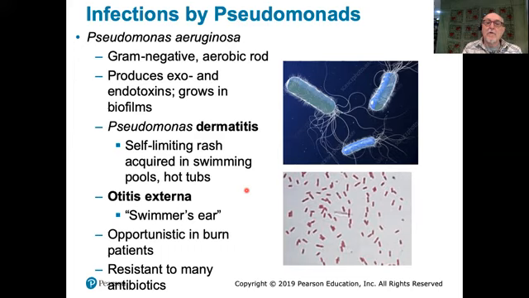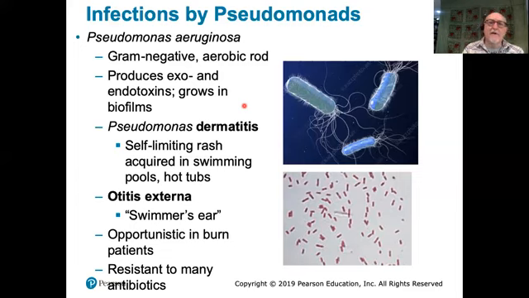But in immune-compromised patients, such as burn patients or those undergoing chemotherapy, it can be extremely dangerous because it's very difficult to deal with. It's resistant to many, many antibiotics, just has natural resistance. This is not acquired resistance. And it causes tremendous problems because it has various exotoxins and endotoxins that it can release, which cause disease.